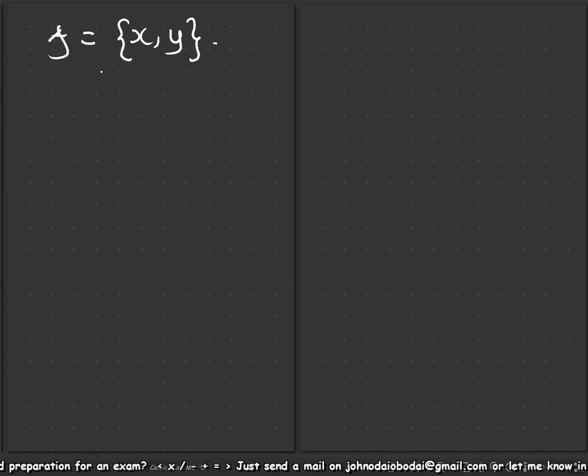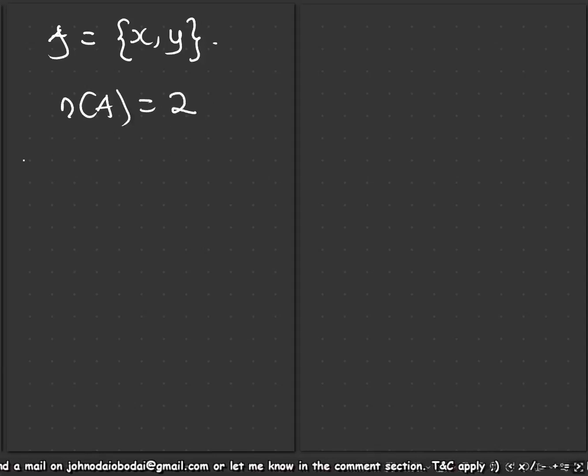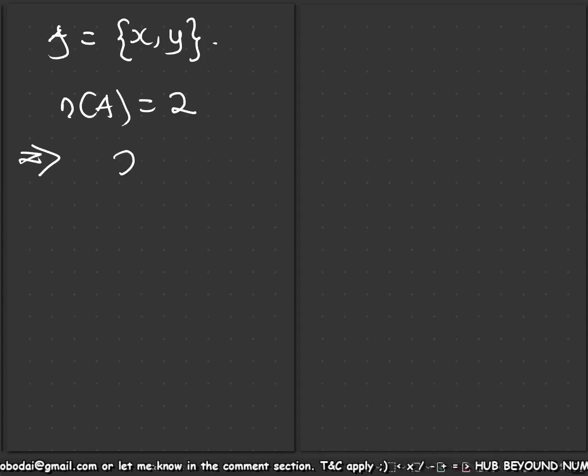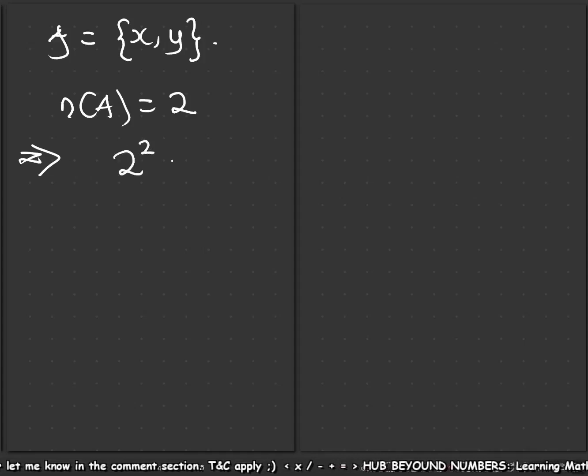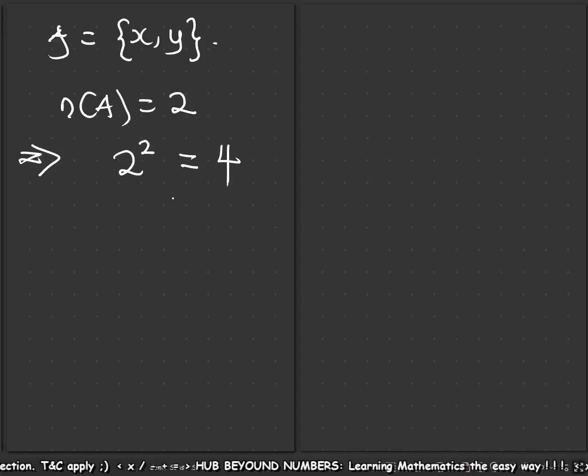Okay, so we know the formula for the number of subsets is 2 raised to the power of the cardinality. So we look for our cardinality of A. The cardinality of A is what? 2. So this implies that it has what? 2 raised to the power 2 subsets. And we know 2 raised to the power 2 gives us what? 4. So if we are to list out the subsets here, we are expecting 4 subsets.